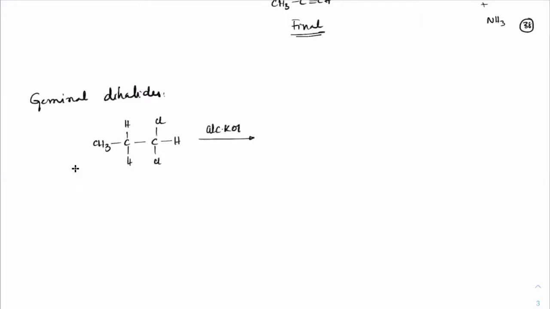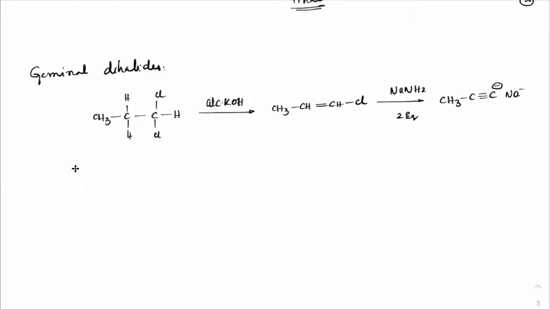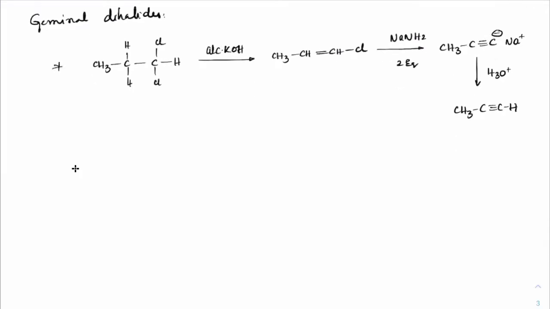The same alcoholic KOH will give us CH3, CH, double bond, CHCl. Again, NaNH2. I have to take 2 equivalents now. Why 2 equivalents? Because it will form a triple bond as well as remove the terminal proton also. And afterwards, we do hydrolysis to get CH3, C triple bond CH. So that's how the same product is formed in either case, but I guess you got an idea what to do. This is how the reaction takes place in geminal.